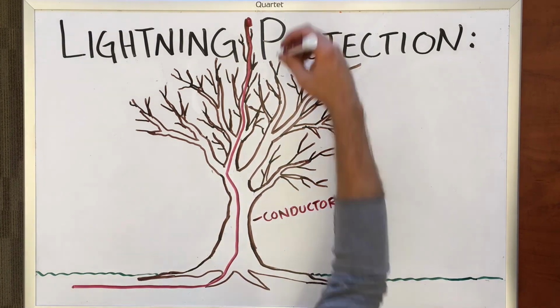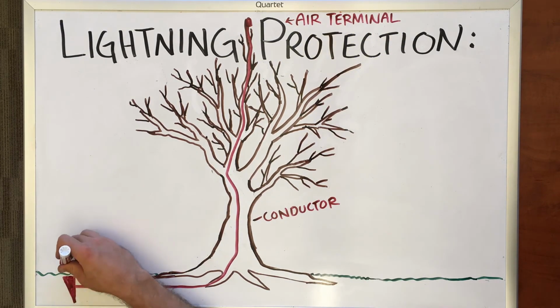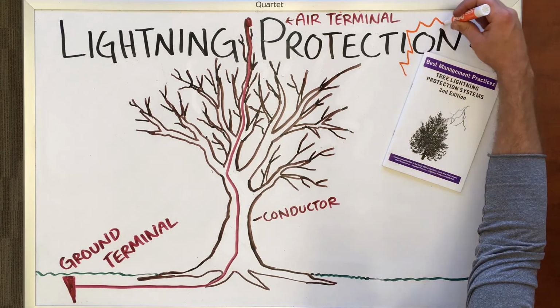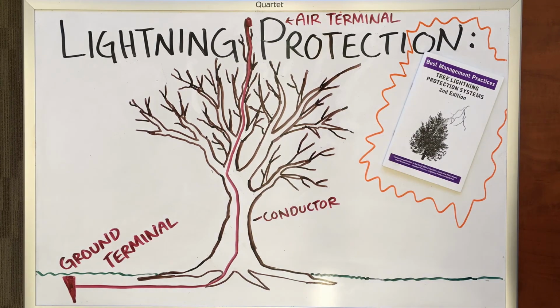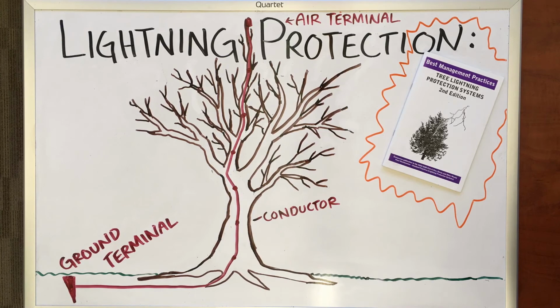These systems consist of three components: an air terminal, conductors, and a ground terminal. Though the detailed ANSI standards for installation of lightning protection systems can be found in the ISA's Best Management Practices booklet, we'll review the basic process. An air terminal needs to be placed as high on the tree as possible. The main conductor is a copper cable attached to the tree at 3 to 6 foot intervals running down a major limb and the trunk.